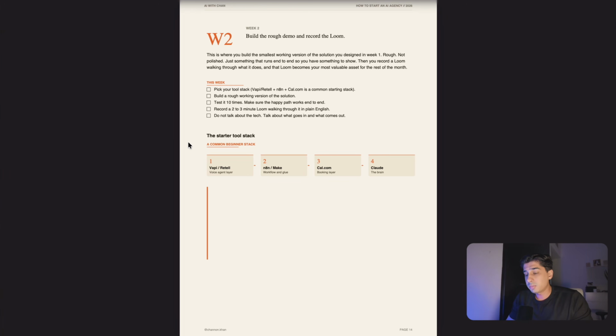And that Loom sort of becomes your most valuable asset for the entire month when you start doing your outreach, speaking to people, etc. Right? So in week 2, this is what you do. Pick your tool stack. Okay, this is where you can finally pick your tool stack.